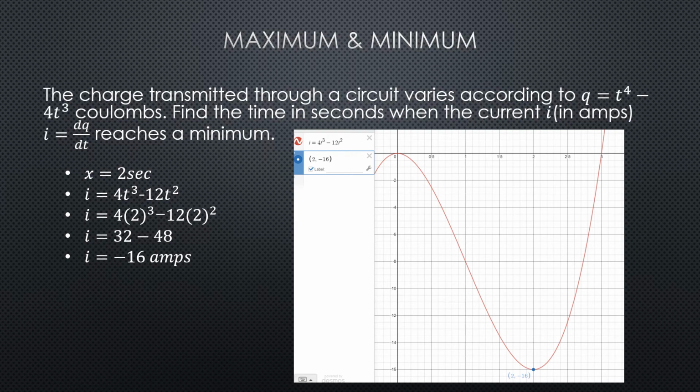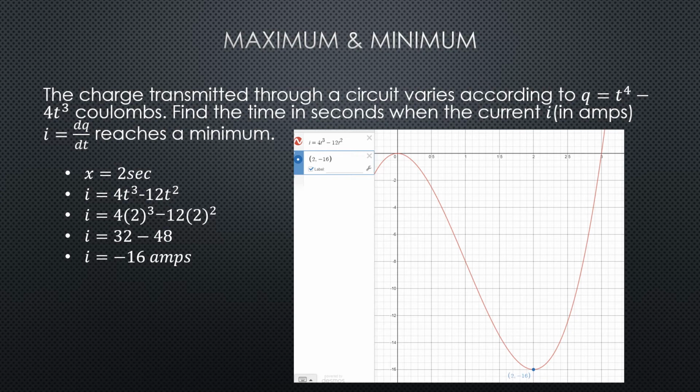And if we put our original function into Desmos, we can see the red line represents the equation for I. And now if we take the 2 seconds and put that into the equation, we can solve for I equal to minus 16 amps.